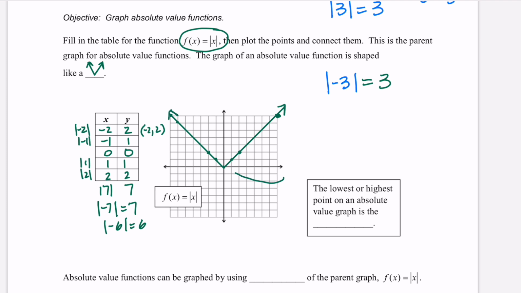Now we have this origin, (0, 0), which is the lowest point on this absolute value graph, and this is called the vertex of the graph. Right there. So that point where it makes the lowest or the highest point is the vertex.